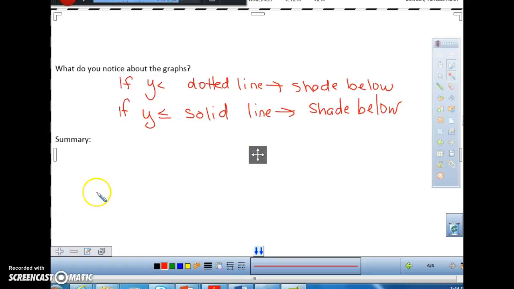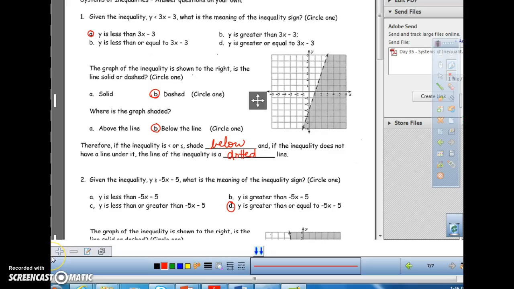So here's what we notice. Now you're going to write a little summary about how we do this. How do we represent the solution to an inequality? Okay, check your answers so far. You may need to pause this video.